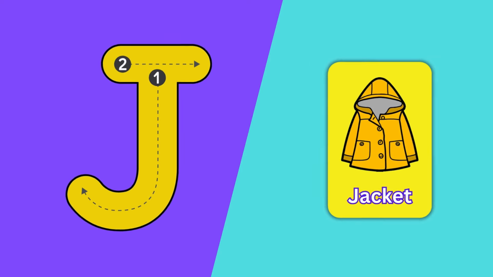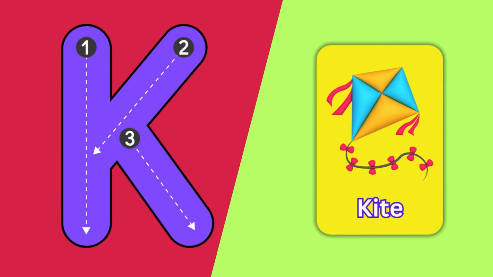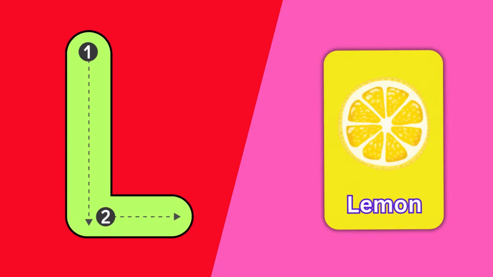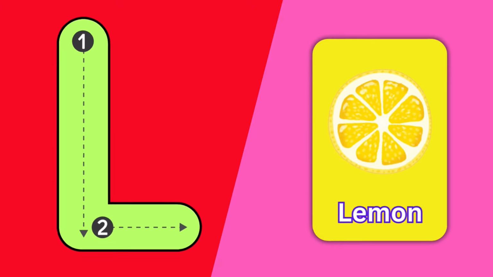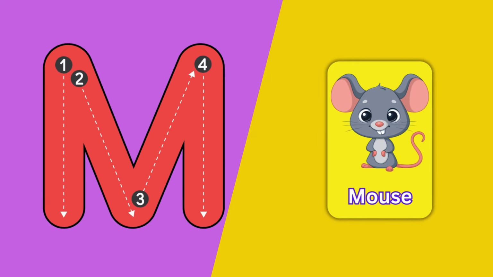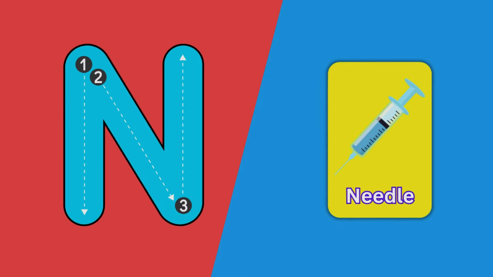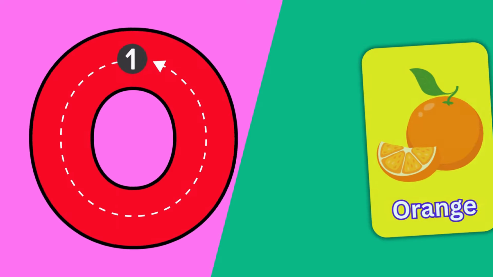K is for kite. L is for lemon. M is for mouse. N is for needle. O is for orange.